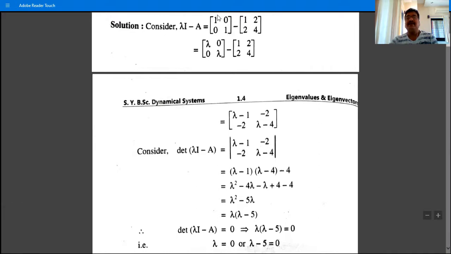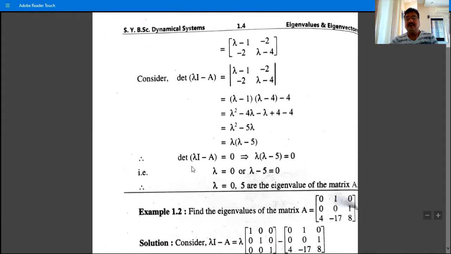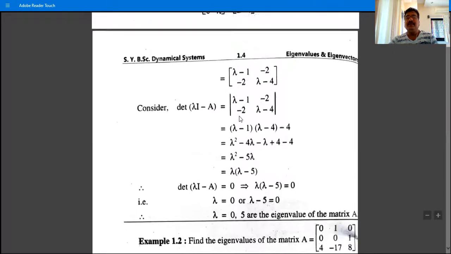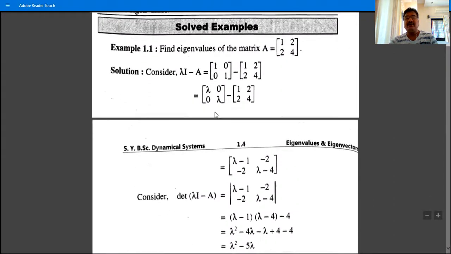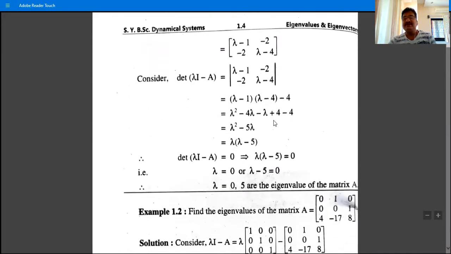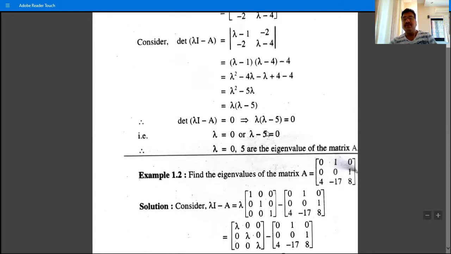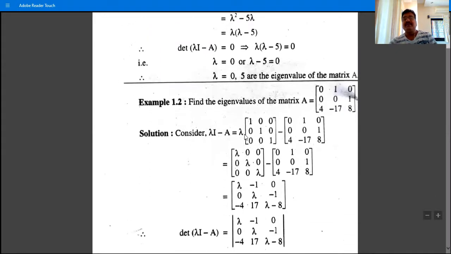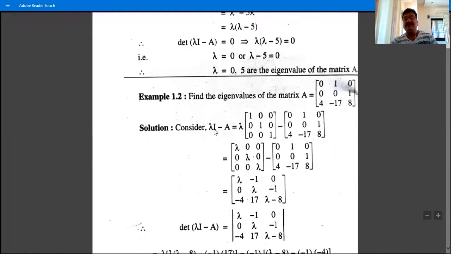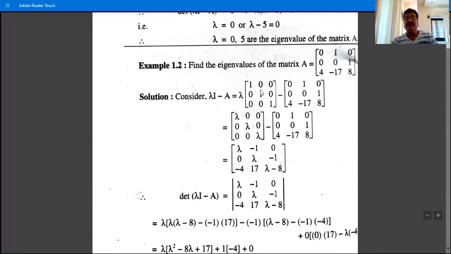Lambda I minus A is lambda into I, meaning 1, 0, 0, 1, minus A. Then multiply by lambda and then subtract. And then we have the direct characteristic polynomial, the determinant of lambda I minus A. If you find the determinant of A minus lambda I, then change the sign of that, and then we have the characteristic polynomial. And the determinant of lambda I minus A equal to 0 is the characteristic equation. So this is the 3 by 3 order matrix.